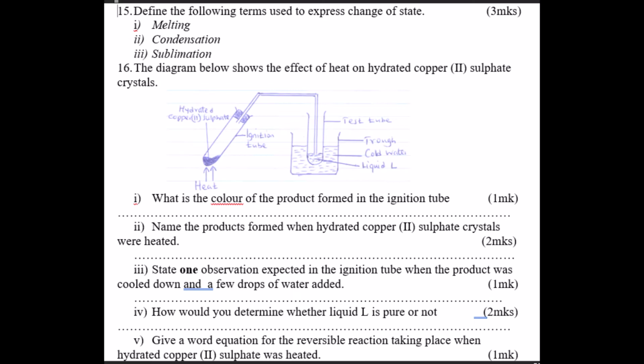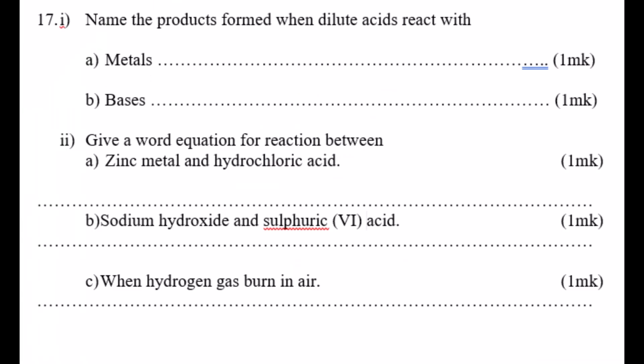Then we go to Roman 4, how you can determine whether liquid L is pure or not. With Roman 5, you give a wordy equation for the reversible reaction taking place when hydrated copper 2 sulfate is heated. Then question number 17, name the products that will be formed if dilute acids are reacted with metals.